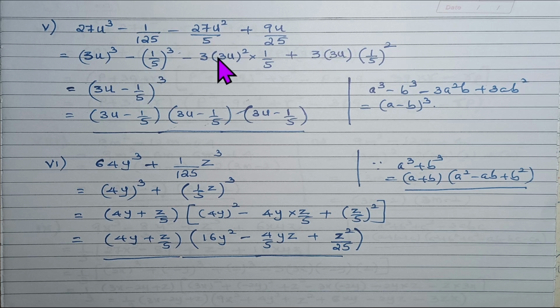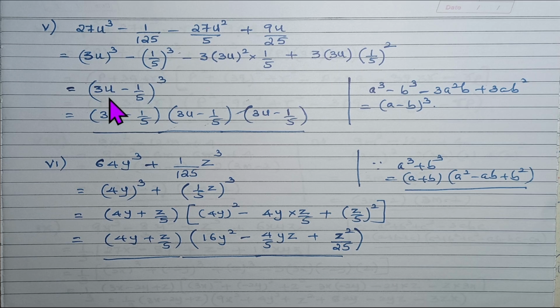Simplify this. Let us check whether we get this. Minus is correct. 3 into 3 is 9, 3 square is 9, and 27 is correct. u square over 5. Therefore, this term is correct. And this is 3 into 3 is 9, and 5 square is 25, and u. Therefore, it is 100% an identity of the form a cube minus b cube minus 3a square b plus 3ab square.